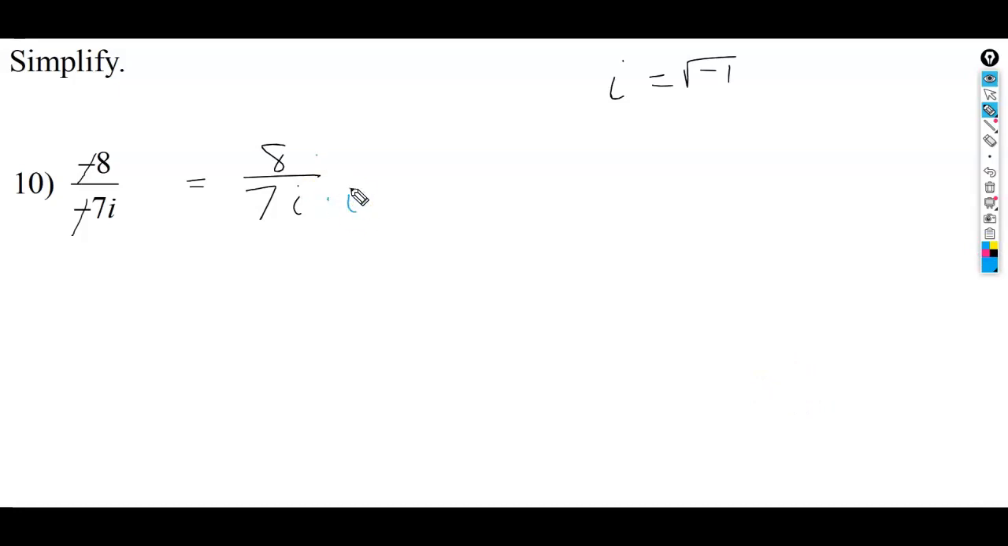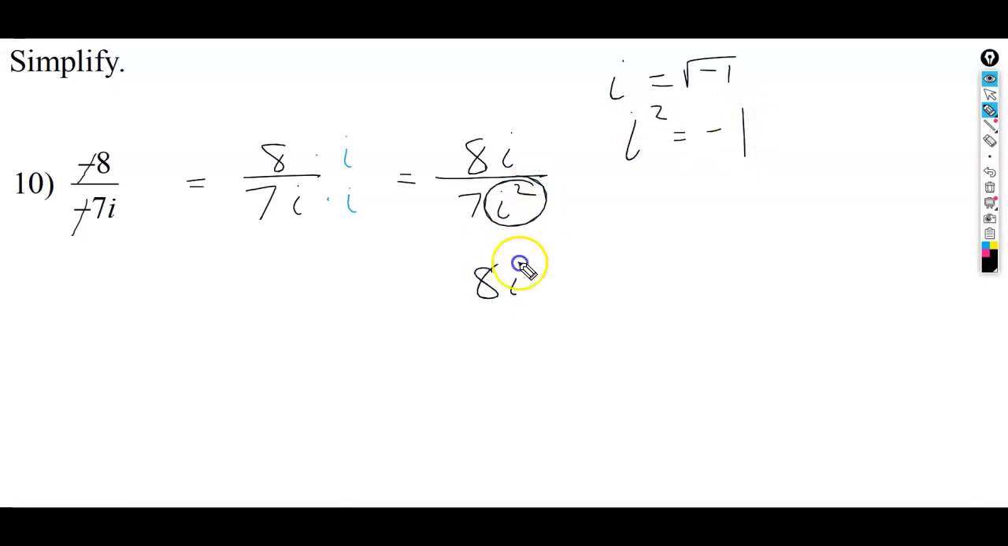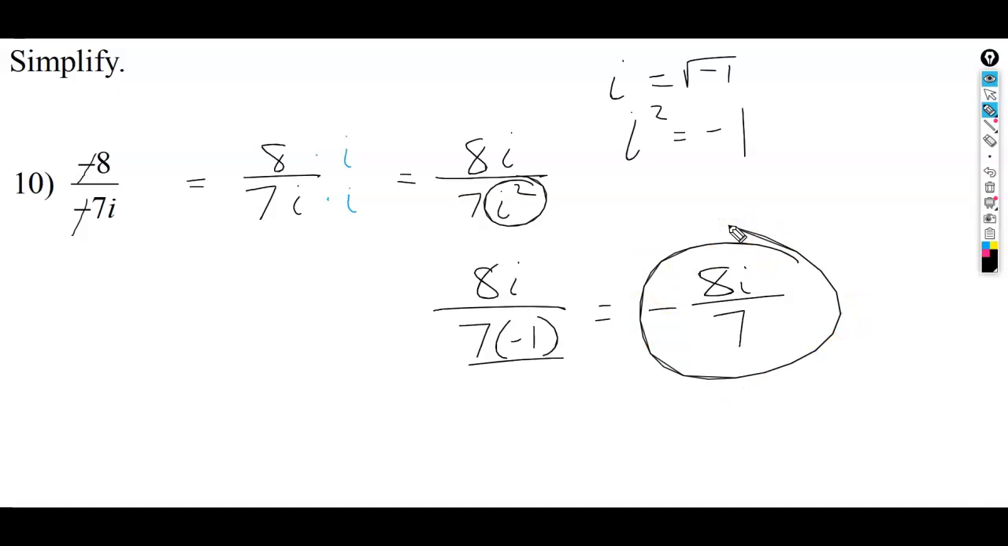So I'm going to multiply the bottom by i. And whatever you do to the bottom, you also do to the top. Now I've got 8i on the top. And on the bottom, I've got 7i squared. And what we talked about on the last problem is that i squared equals -1. So I can replace this with a -1. And when I multiply 7 times -1, I'm going to end up with -7 on the bottom. And usually when you have a fraction and there's a negative on the top or bottom, we just kind of put it in front of the whole fraction. It makes the entire number come out negative.